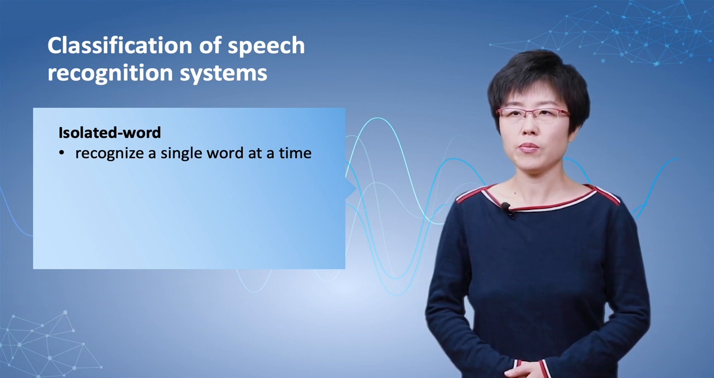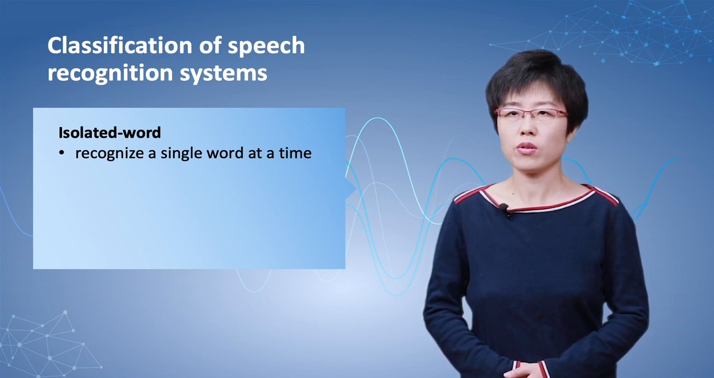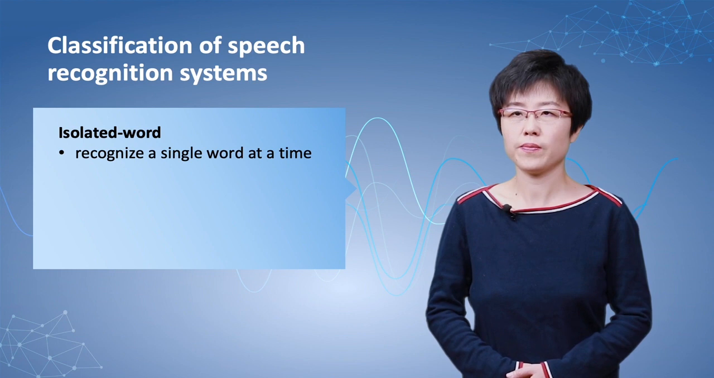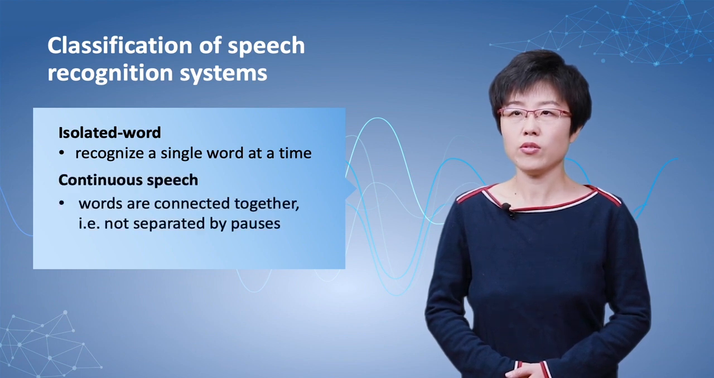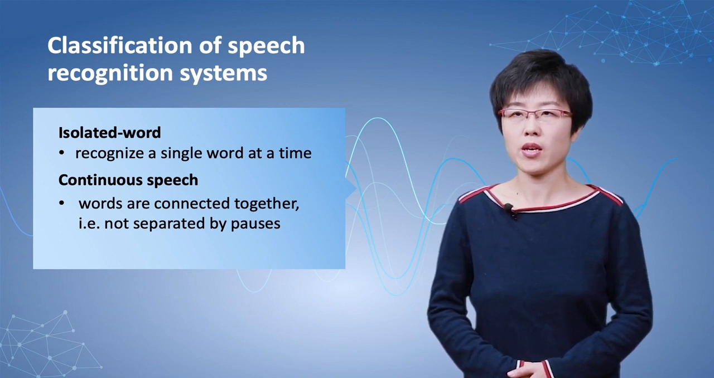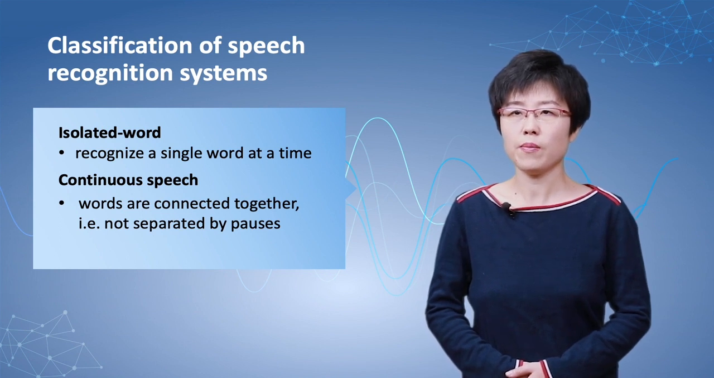This is the simplest form of recognition to perform because the endpoints of words are easier to find, and the pronunciation of a word tends to not affect others. A continuous speech system operates on speech in which words are connected together. That's to say, not separated by pauses.